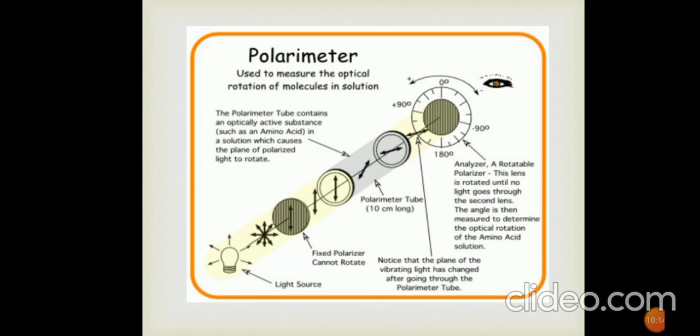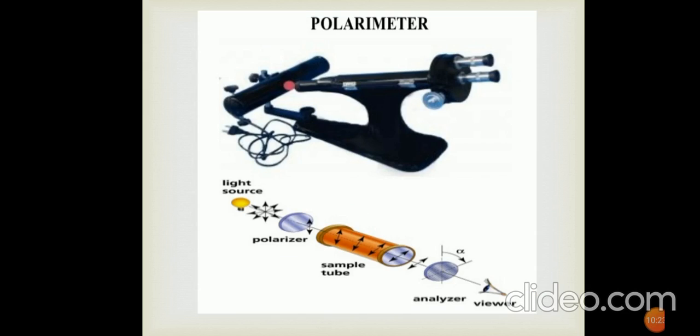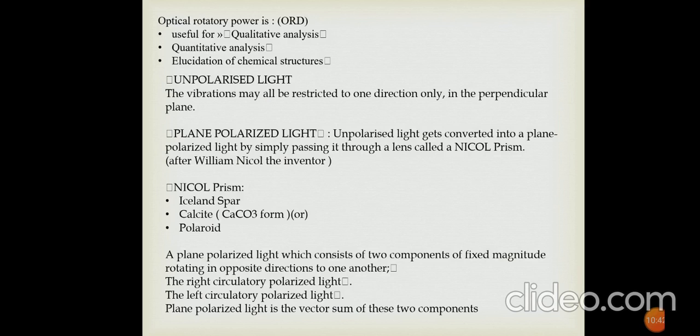Those are the different parts we are using in the instrument: analyzer, polarimetry tube, fixed polarizer, and light source. Here is how the polarimeter looks: the eyepiece, meaning the viewer; the analyzer; the sample tube, where the sample is located; then the polarizer, then the light source. Optical rotatory power, also known as ORP, is useful for qualitative analysis, quantitative analysis, and elucidation of chemical structures.